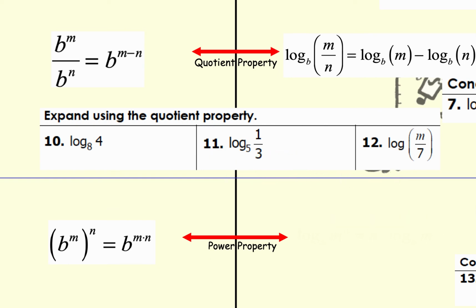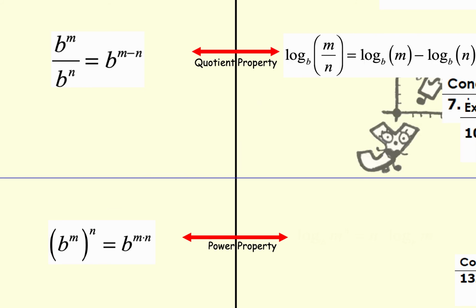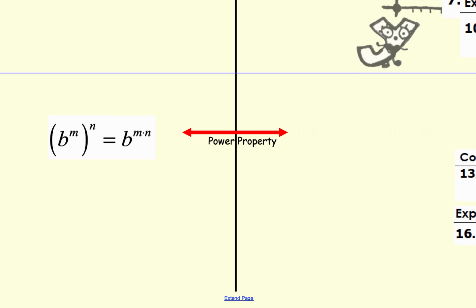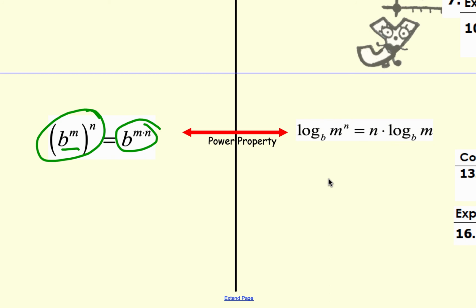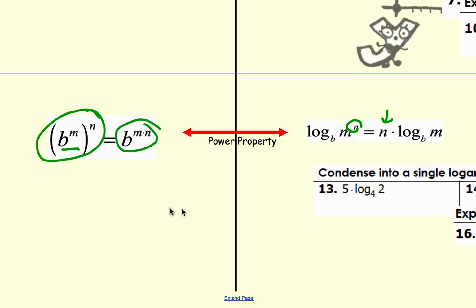Okay, final property that we're going to relate to logarithms is the power property. So remember, the power property with exponents says that if you take an exponential expression and raise that expression to a power, we multiply. Now this one looks a little weird, but here's what it actually is saying. It says that because this is really an exponent, we can take that exponent and it becomes a coefficient. So let's use it.